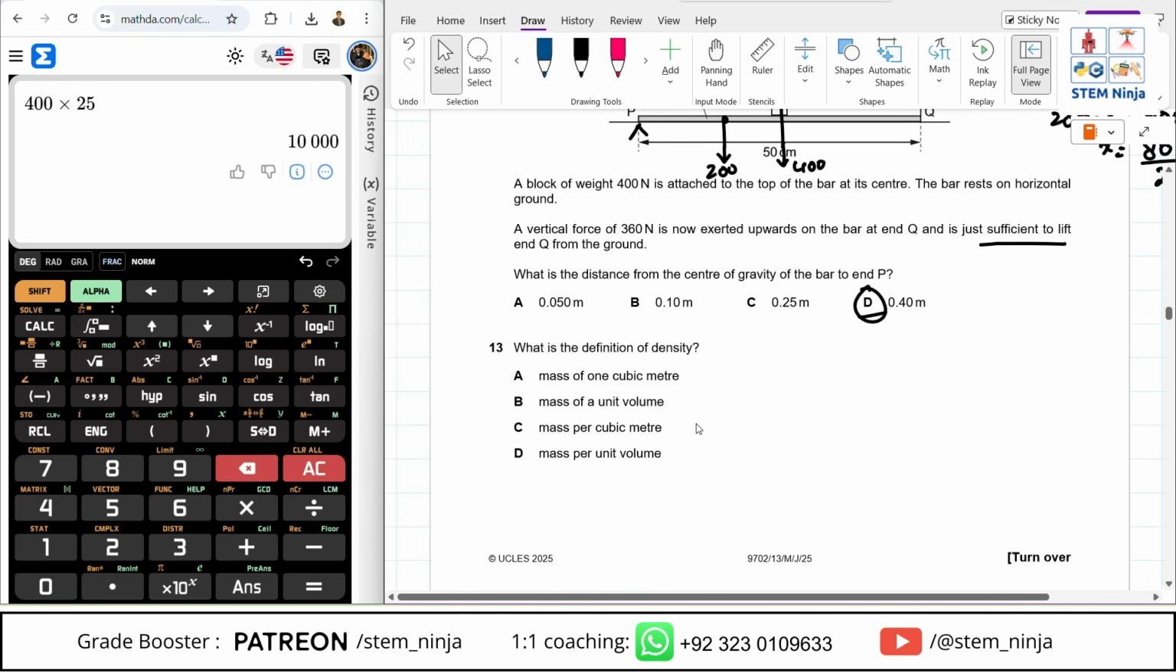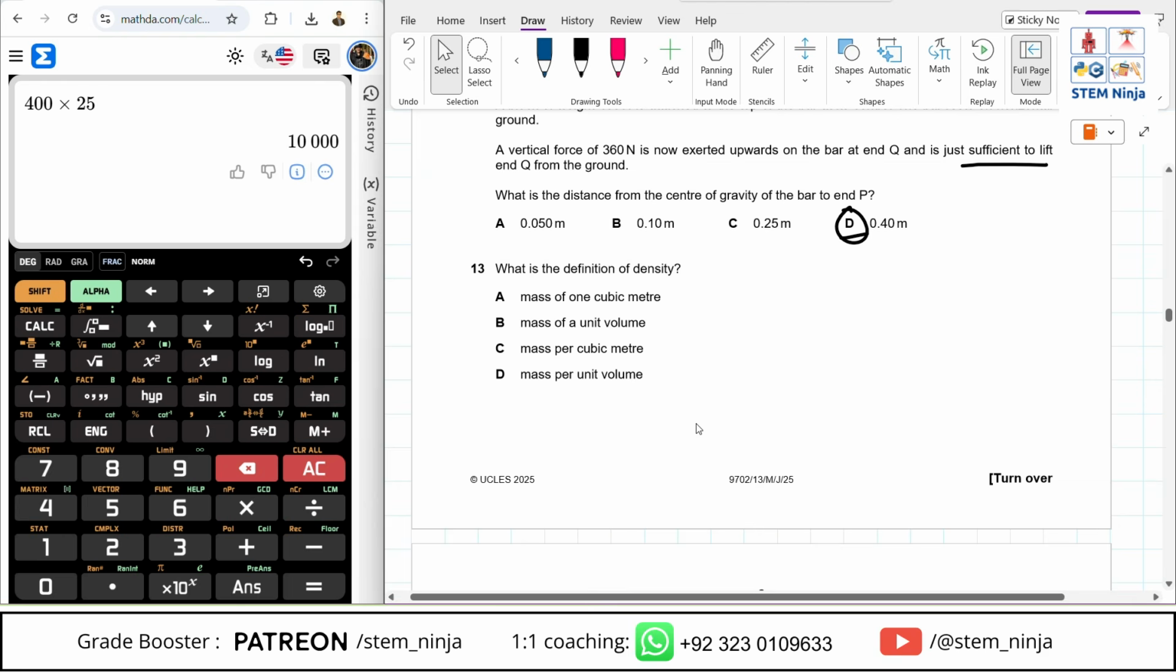What is the definition of density? Mass per unit volume. Simple, not mass per cubic meters, something like that. No, that's not correct.